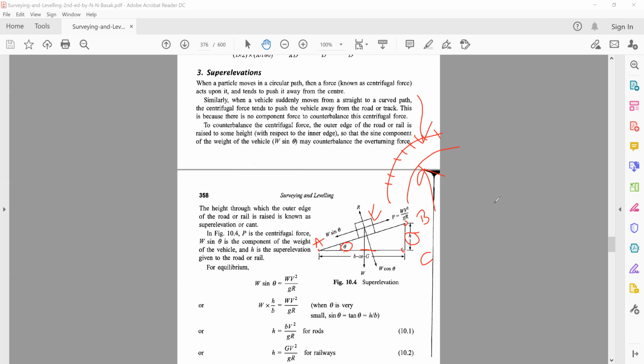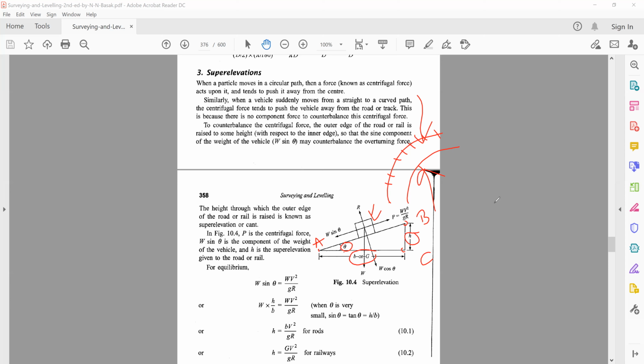And this B or G represents, in the case of roads, the width of the road. And in the case of railways, it is the width of the railway track, usually called the gauge. And remember, we are taking a section.